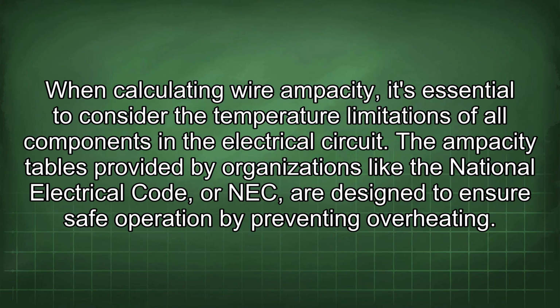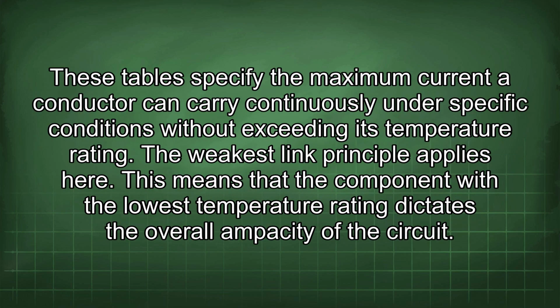When calculating wire ampacity, it's essential to consider the temperature limitations of all components in the electrical circuit. The ampacity tables provided by organizations like the National Electrical Code, or NEC, are designed to ensure safe operation by preventing overheating. These tables specify the maximum current a conductor can carry continuously under specific conditions without exceeding its temperature rating. The weakest link principle applies here. This means that the component with the lowest temperature rating dictates the overall ampacity of the circuit.